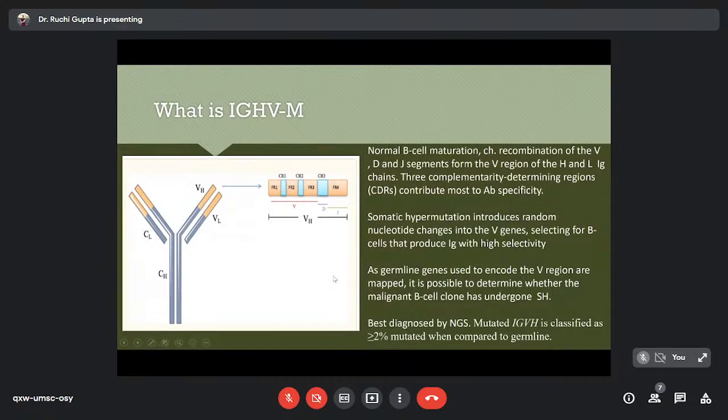Since this involves a lot of sequencing, there are ways by which we can test this. We can do fragment analysis, we can do Sanger sequencing, but it is best diagnosed by next generation sequencing. So this IGHV, whether it is mutated or unmutated, is one of the major factors which decides the fate of an individual and subsequently how the disease is going to behave.